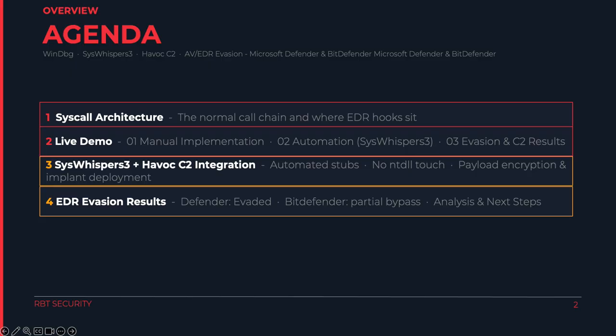The last two sections, 3 and 4, are going to be the results, where we show how Defender was bypassed and evaded, and explain precisely why Bitdefender's runtime detection still fires. So two different detection layers, two different outcomes.